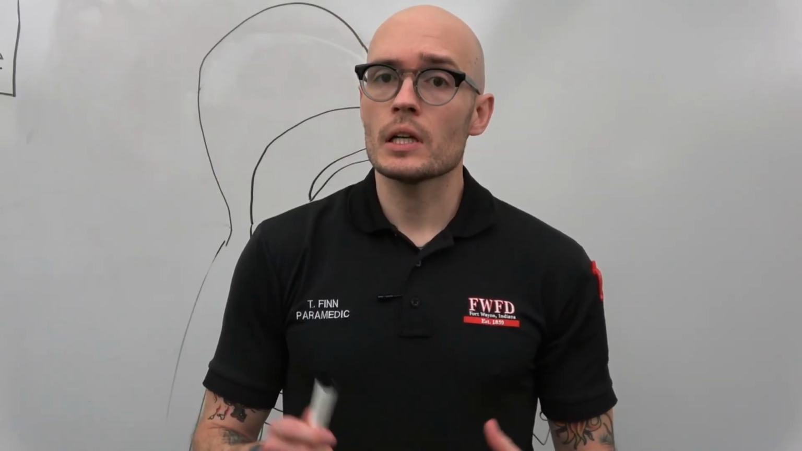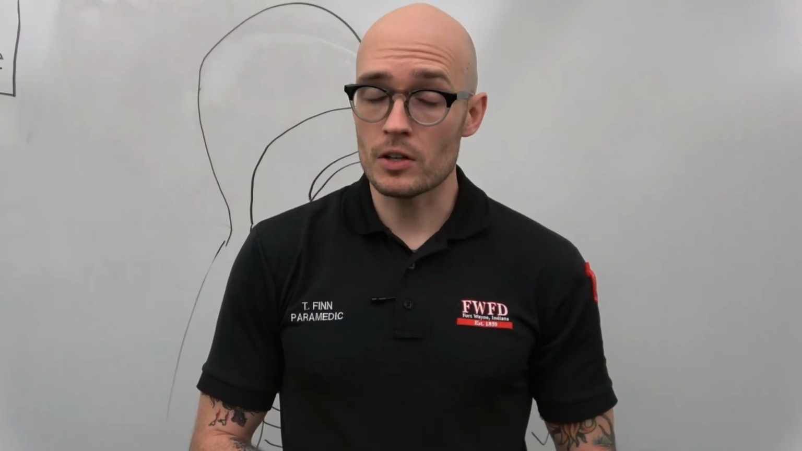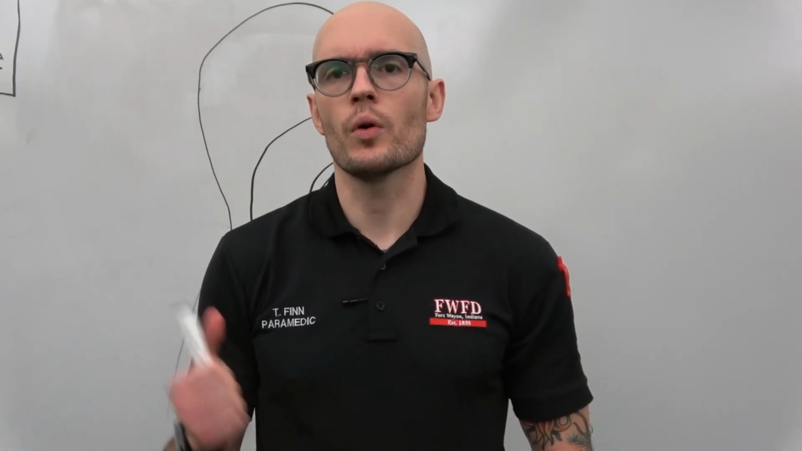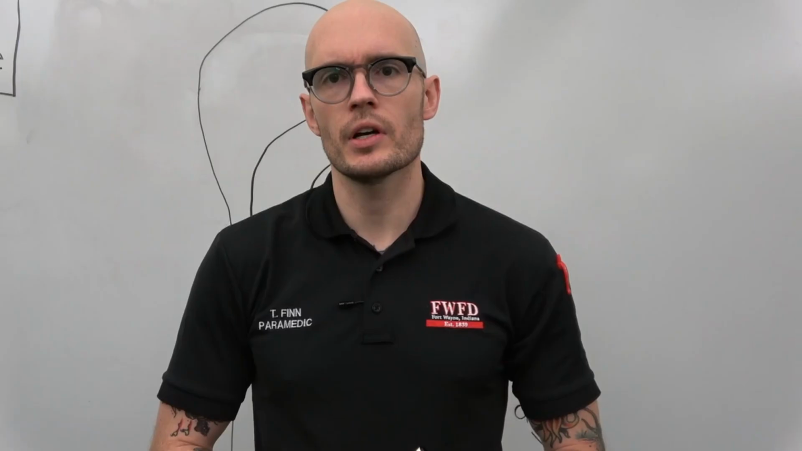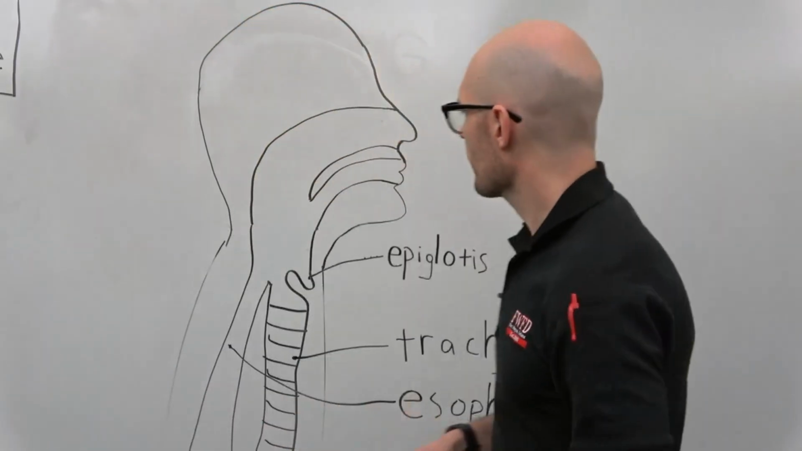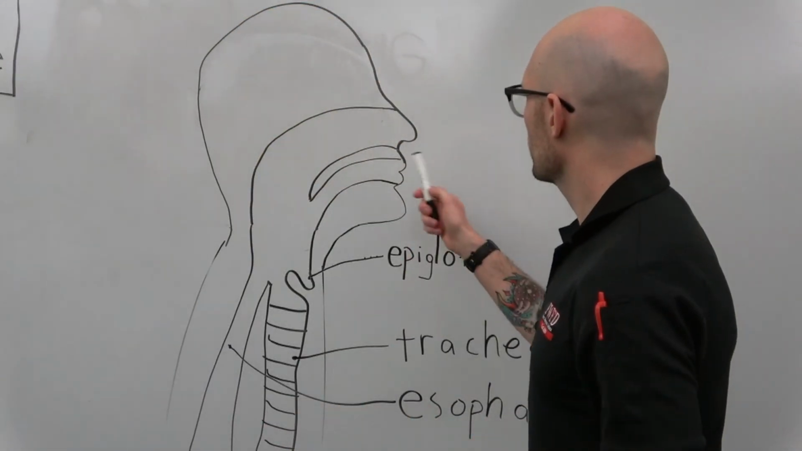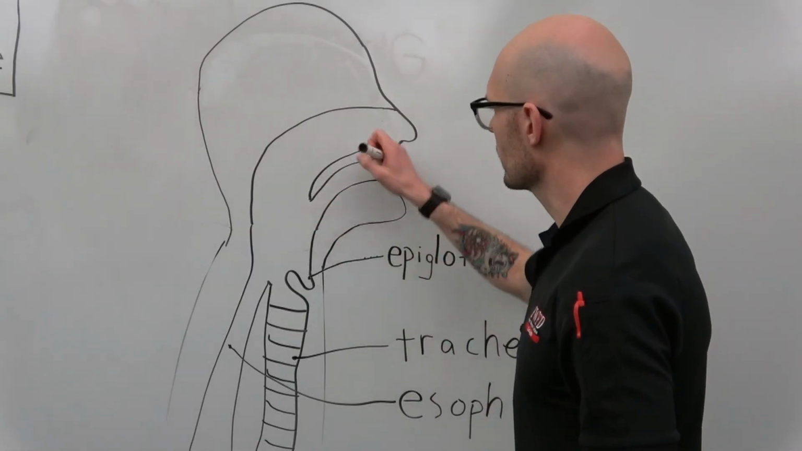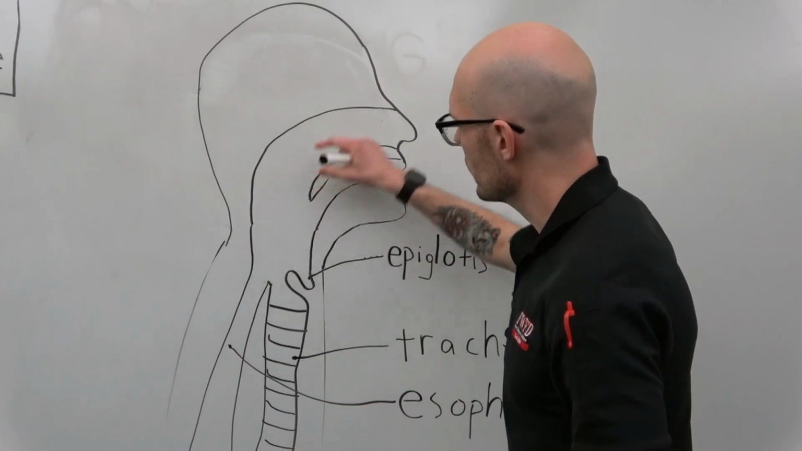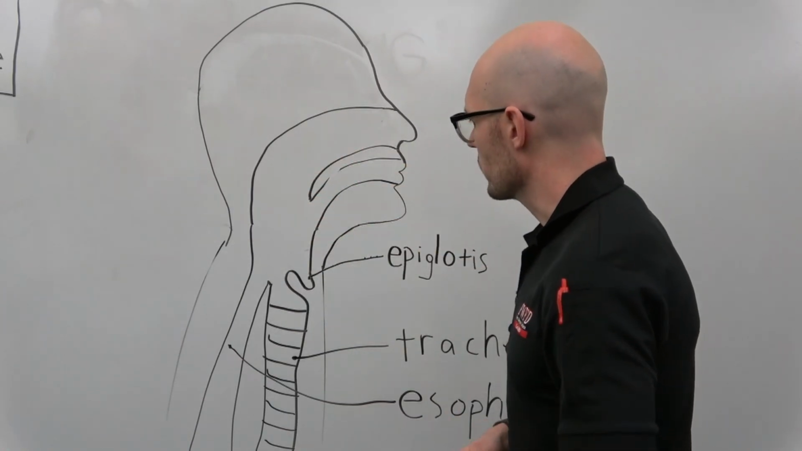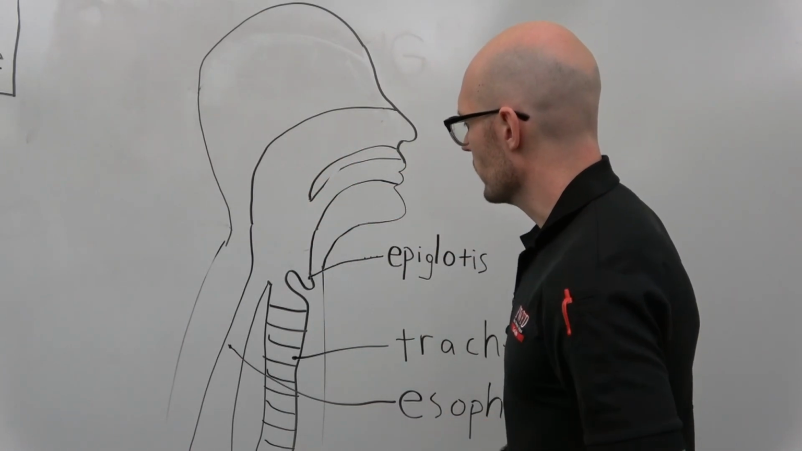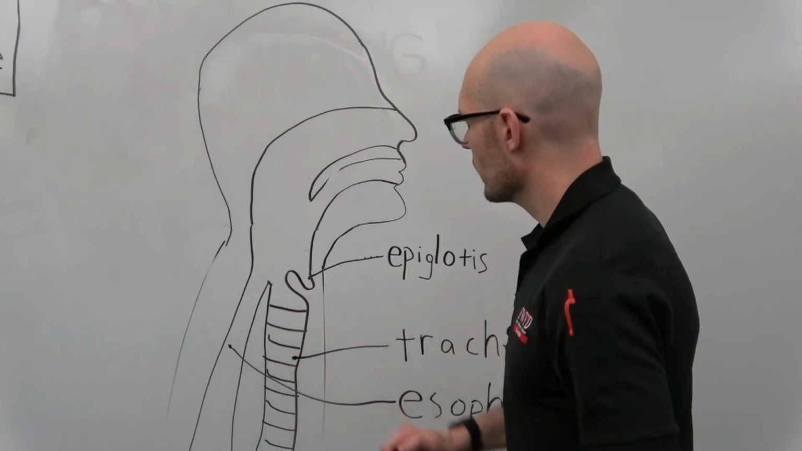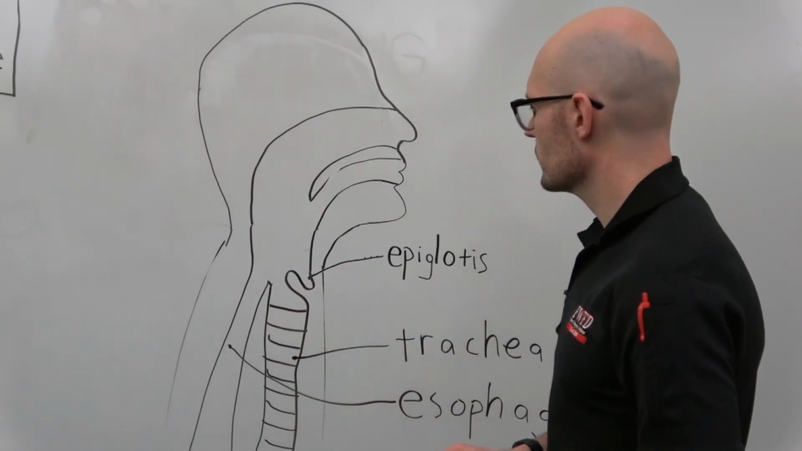First things first, let's set ourselves up for some success and go over the anatomy and physiology of our oropharynx here. So we have our nasal passageway that connects with our mouth opening here, and those form together all the way back to create our oropharynx, combined with our esophageal opening and our tracheal opening and our epiglottis.